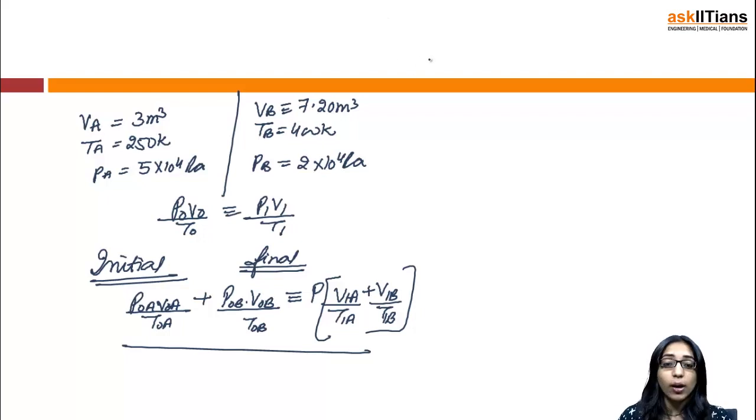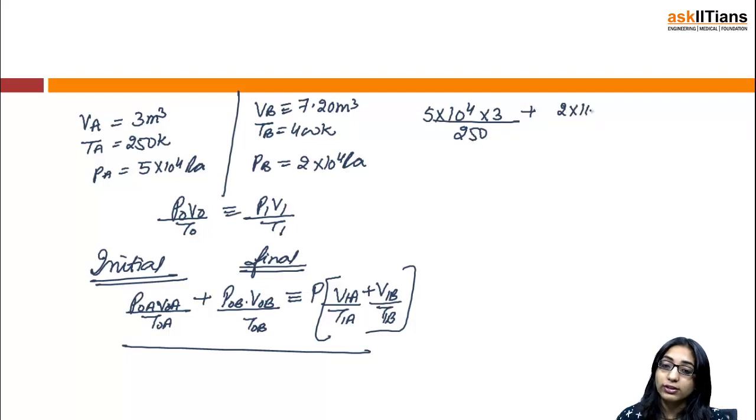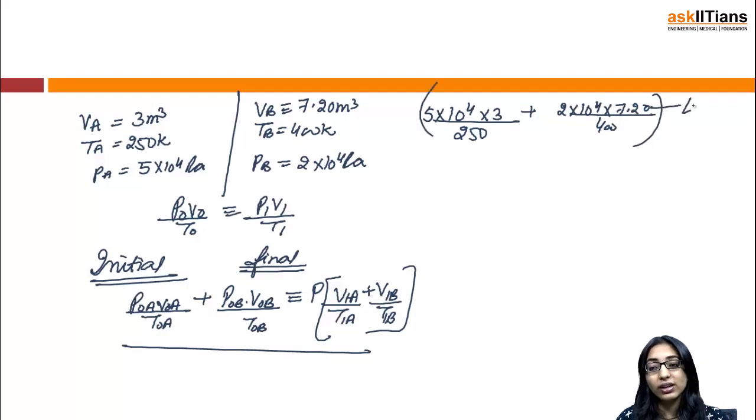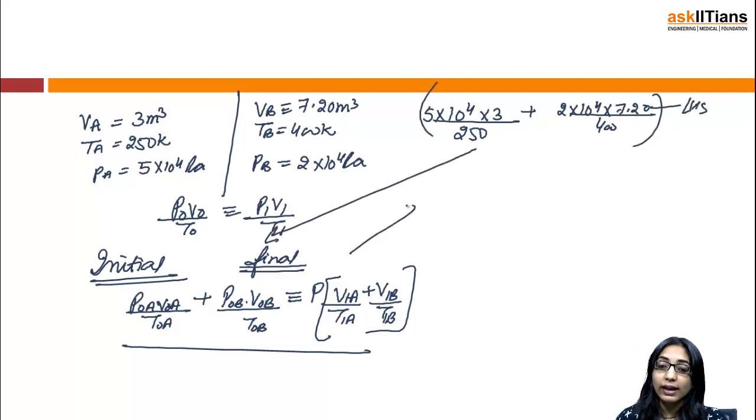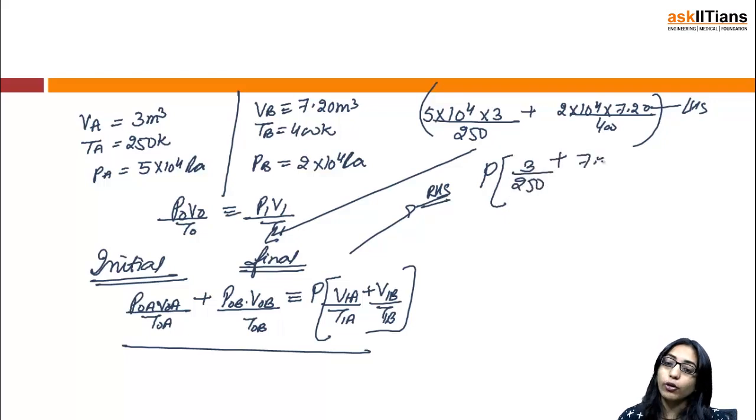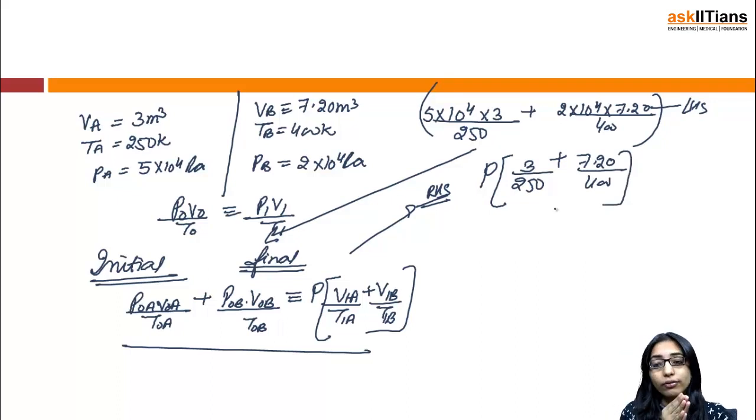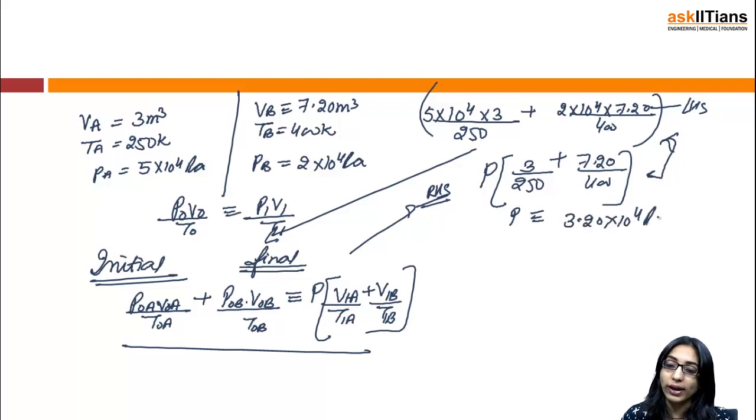Putting up the values: 5 into 10 raised to the power 4 into 3 divided by 250 plus 2 into 10 raised to the power 4 into 7.20 divided by 400. This is the left hand side of the equation. For the right hand side, let's say the pressure is P, so it is P into 3 divided by 250 plus 7.20 divided by 400. Now you simply equate the left hand side and the right hand side. If you solve this, the value of P comes out to be nearly 3.20 into 10 raised to the power 4 pascals.